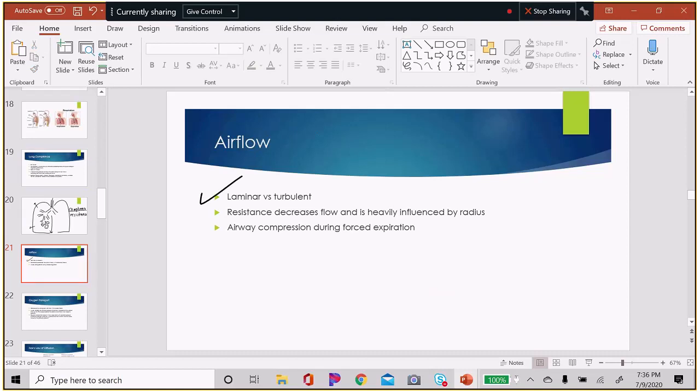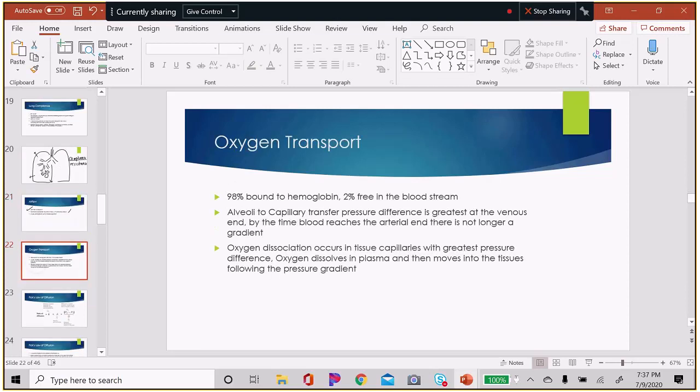Airflow, again, we talked about this last class too. We want flow through tubes to be laminar, or straight direction, versus turbulence. If there's any turbulence, that can lead to making it harder to get air through. So if there's fluid in the airways, it's going to be harder to get flow down. And if the airway is compressible, then if it collapses, it's going to be harder to get all the air out.